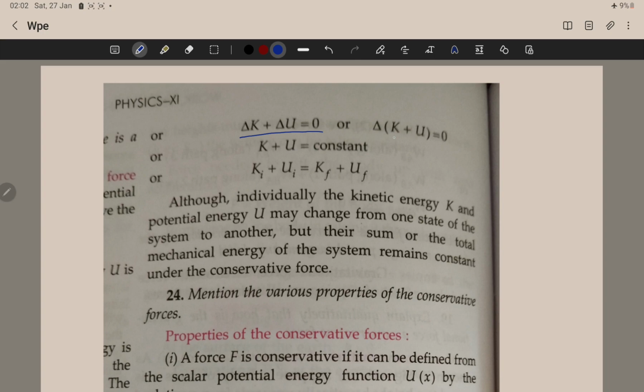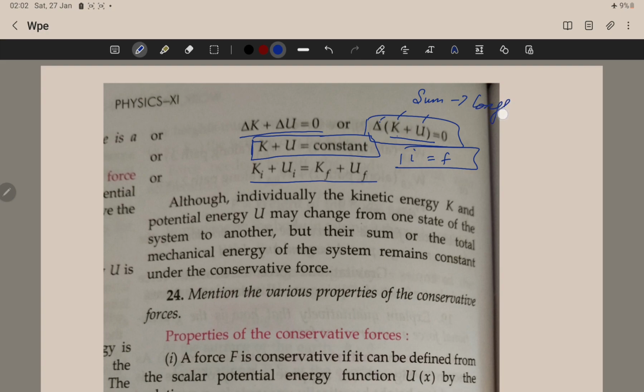So can we say that the change in the sum of kinetic energy and potential energy is equal to 0? If we remove this change sign, what does it mean? If change is 0, it means initial is equal to final, which means there is no change. So the sum of kinetic energy and potential energy will always remain constant. It may be possible that kinetic energy will change at some point and potential energy will change at some point, but their sum always remains constant.